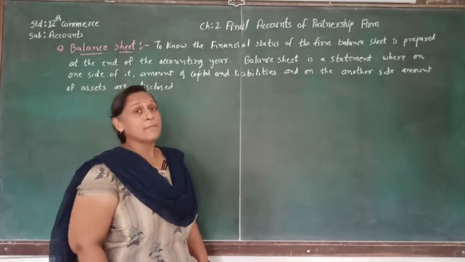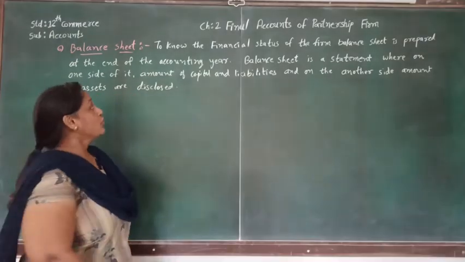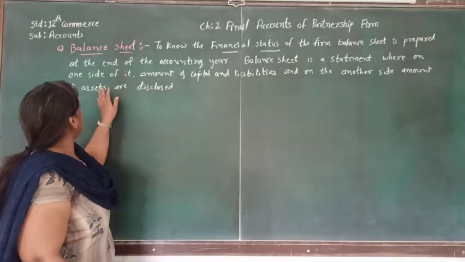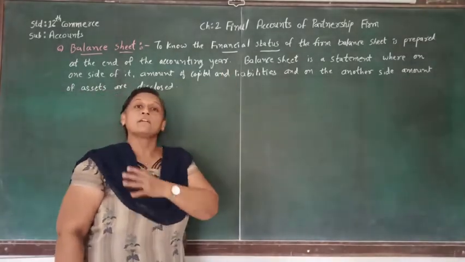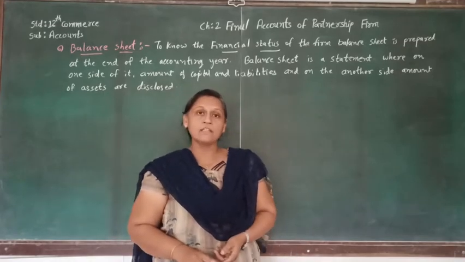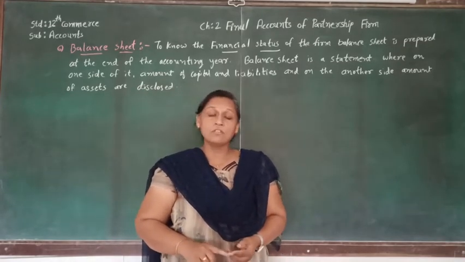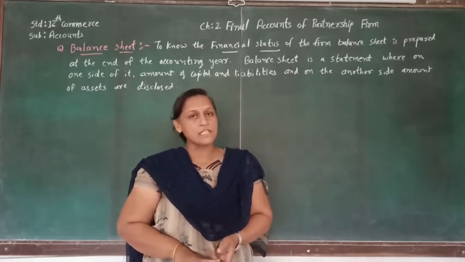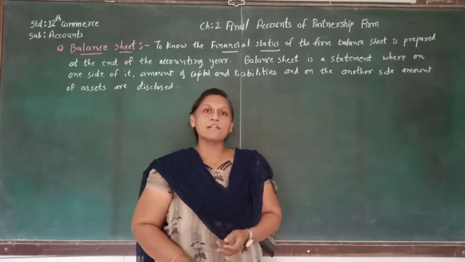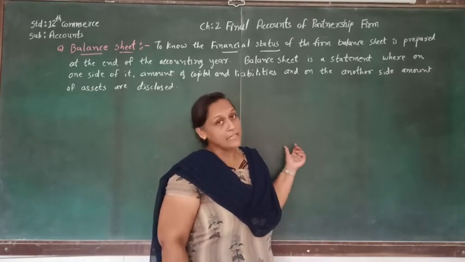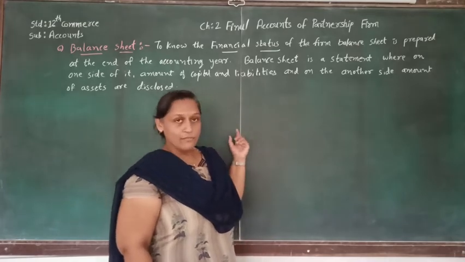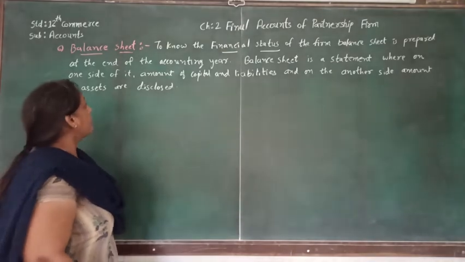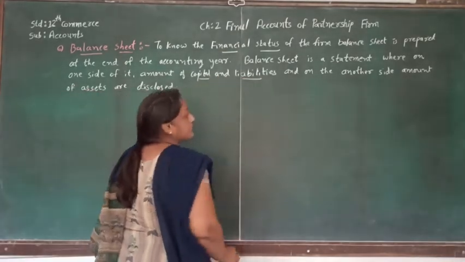So why are we preparing the balance sheet? We prepare the balance sheet to know the financial status of the firm, and the balance sheet is a statement. The others are accounts that we prepare in the final account. That is, trading account, profit and loss account, profit and loss appropriation account, and partners capital or current account. But the balance sheet is a statement that we are preparing in the final account. Here, on one side, each amount of capital and liability is shown.